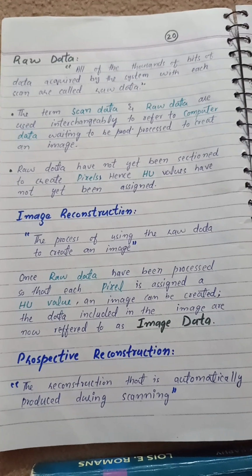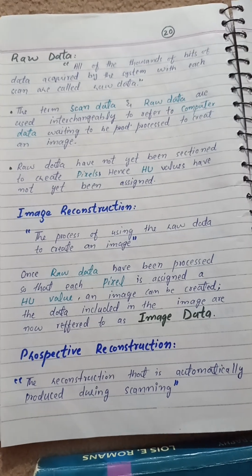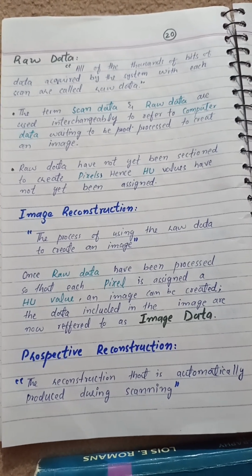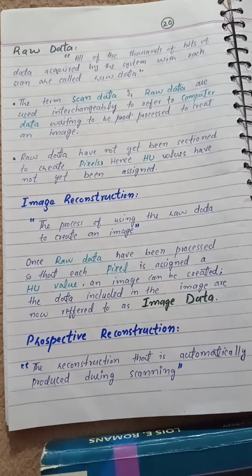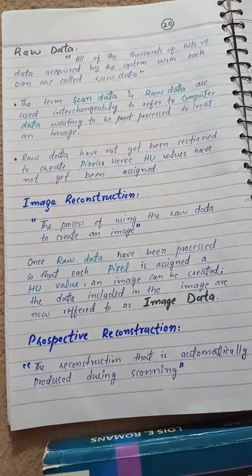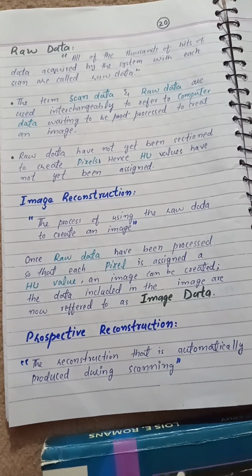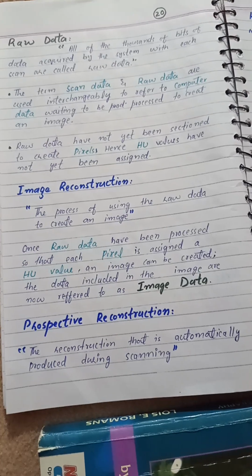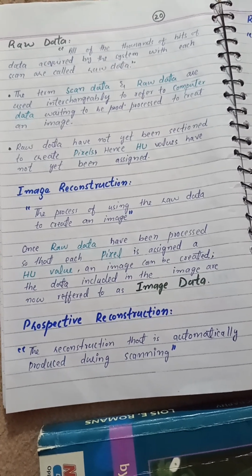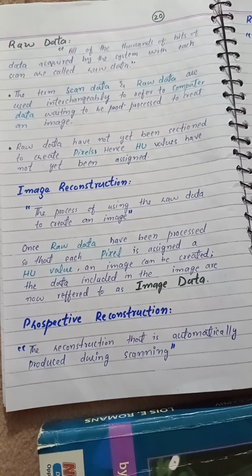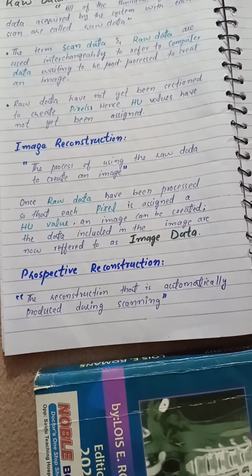Raw data. All of the thousands of bits of data acquired by the system with each scan are called raw data. The terms scan data and raw data are used interchangeably to refer to computer data waiting to be processed to create an image. Raw data have not yet been sectioned to create pixels, hence Hounsfield unit values have not yet been assigned.